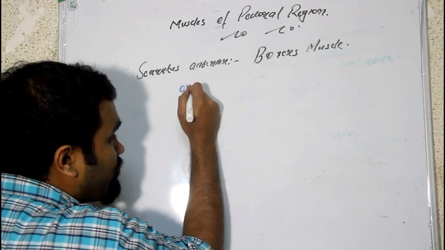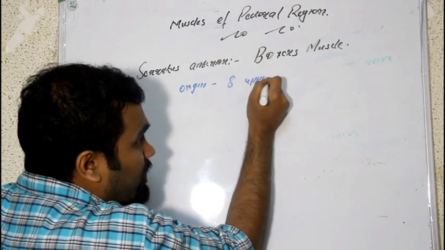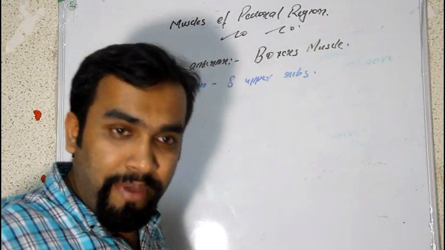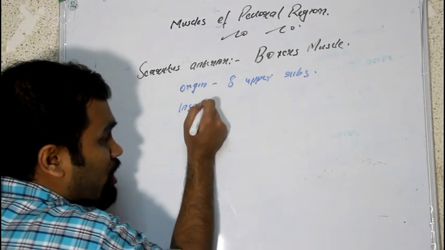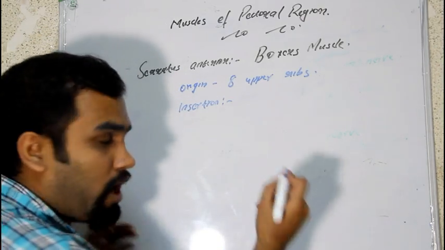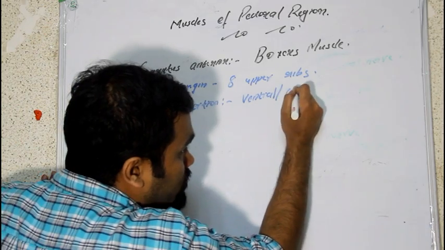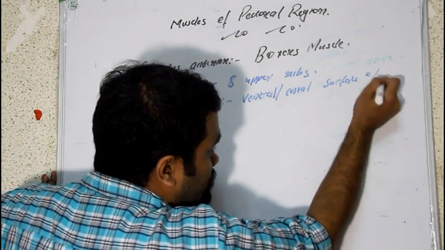So the origin is from the 8 upper ribs, okay? Because the digitations start from the 8 upper ribs. Origin from 8 upper ribs. Insertion I already explained: the ventral or costal surface of the scapula, okay? We studied in the scapula, ventral or costal surface of the scapula.